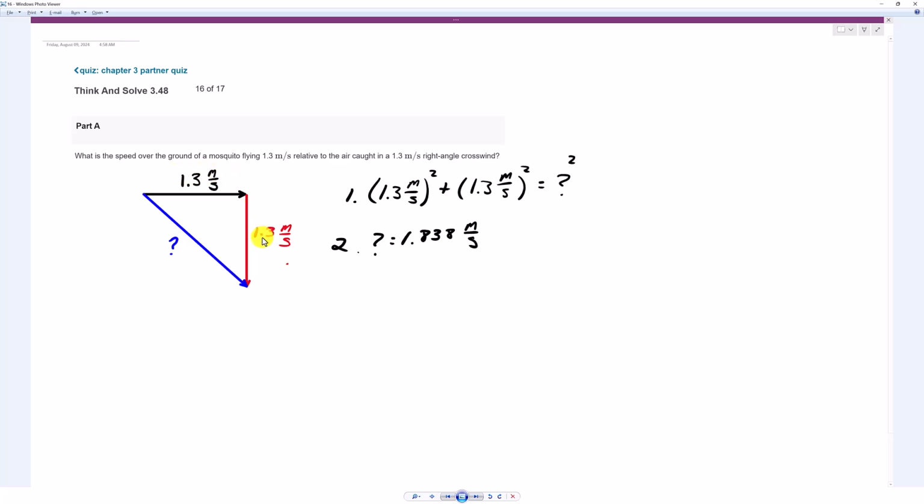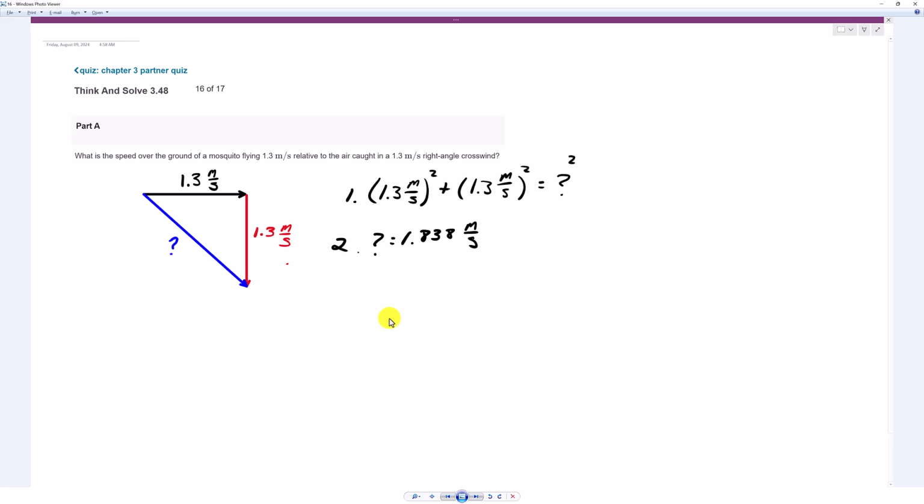But I do know that the crosswind is at a right angle to whatever the velocity is by the mosquito. So that's why I'm drawing this red vector to represent the crosswind. It has to be at a right angle because that's what it means to be a crosswind. And it also has a velocity of 1.3 meters per second. So the length of the black vector is the same as the length of the red vector. They have the same magnitude, but their directions are different.